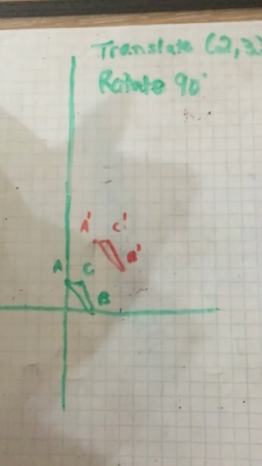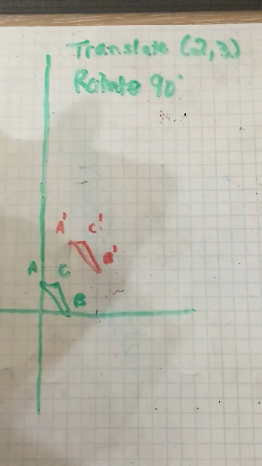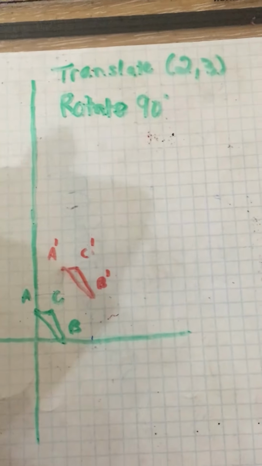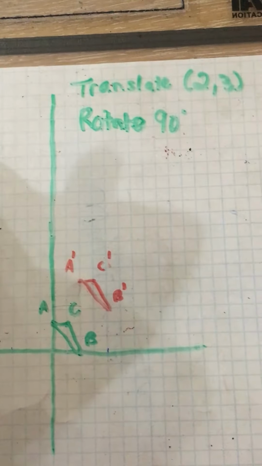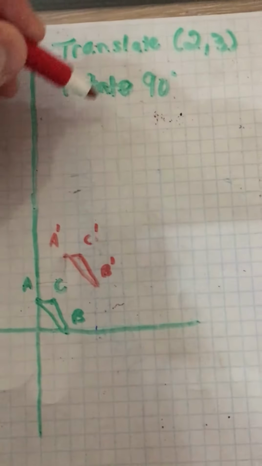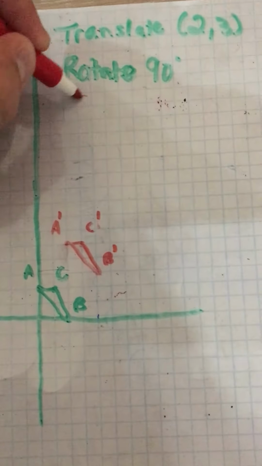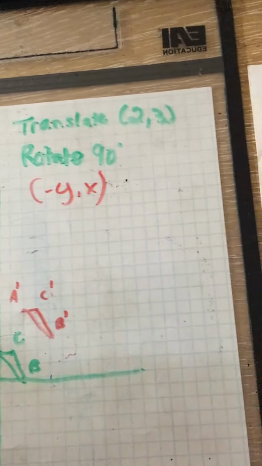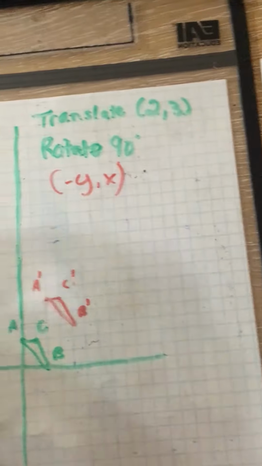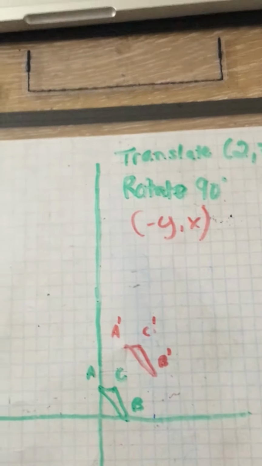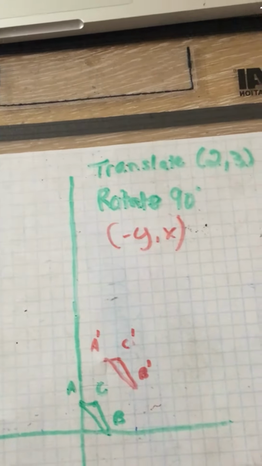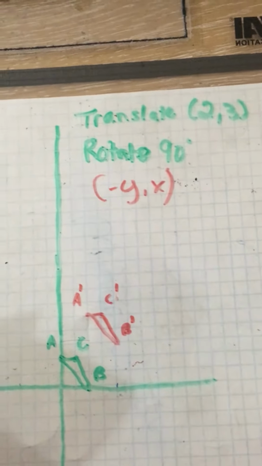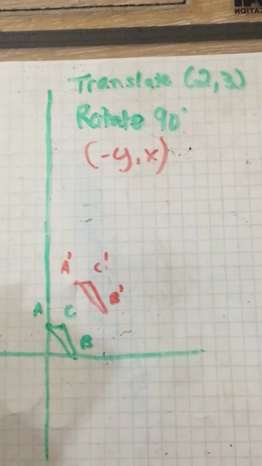But now I have to take it one more step further and I have to rotate it 90 degrees. Now remember, whenever I am rotating 90, it's always going to be counterclockwise unless they tell me. So with that, I have a rule for rotating at 90 degrees, and that's negative y, x. So what that negative y means, remember, is that you are going to just change the sign. So if it's a negative, it becomes a positive. If it's a positive, it becomes a negative.